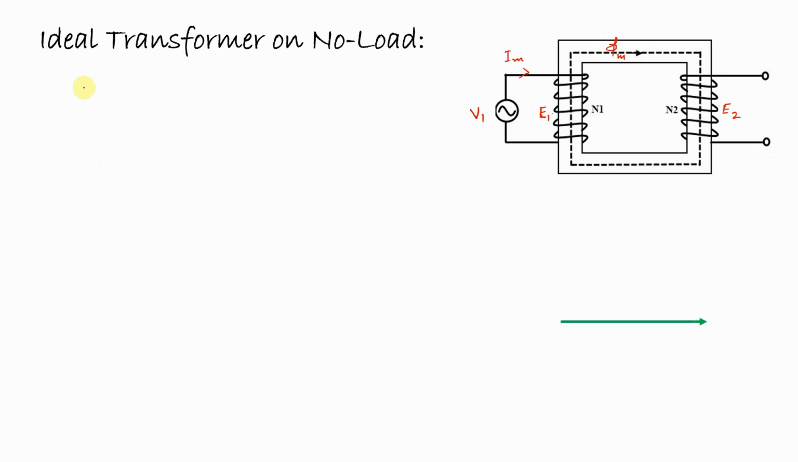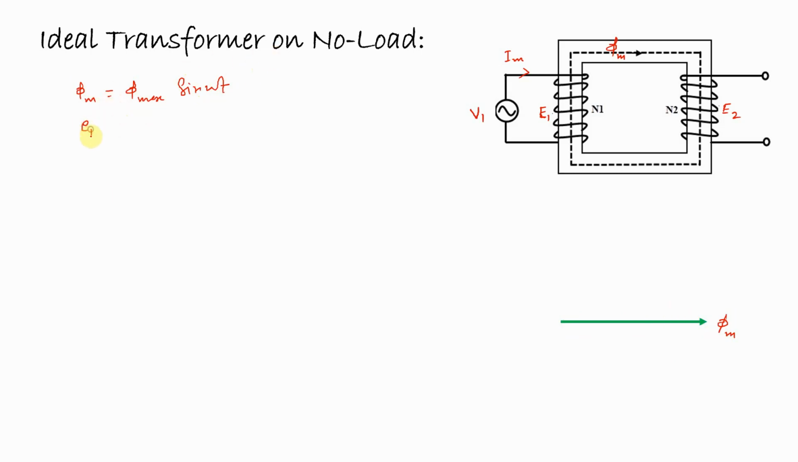First of all, we'll consider the mutual flux phi m as the reference value. We have already seen phi m is equal to phi max sine omega t. So in the phasor diagram of the ideal transformer at no load condition, the phi m is taken as the reference. It is drawn on the x-axis.